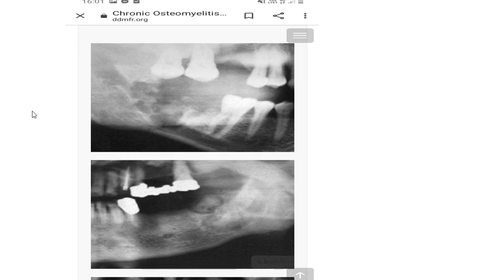So this is an example of a patient with osteomyelitis with evident sequestrations, multiple sequestrations, and this is the solitary sequestra due to the osteomyelitis, inflammation of the jaw bones.